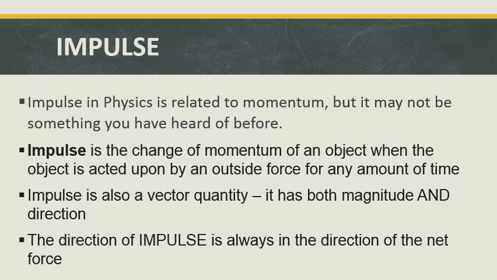Impulse is a vector quantity. If you remember, vectors have both magnitude and direction. Magnitude is just a fancy physics word for number. So it has a number and it has a direction. The direction of impulse is always in the direction of the net force.